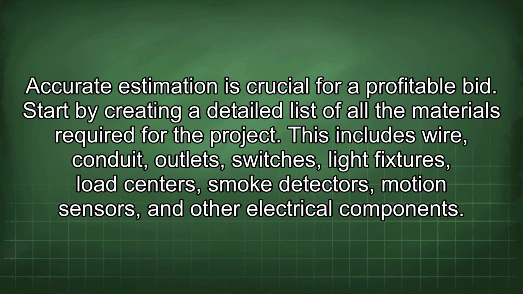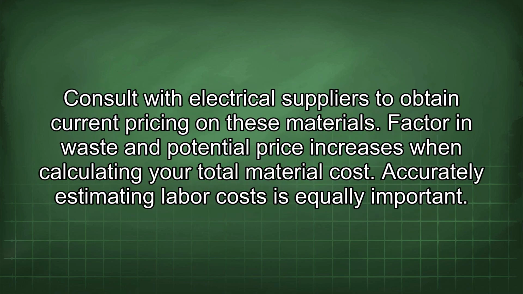Start by creating a detailed list of all the materials required for the project. This includes wire, conduit, outlets, switches, light fixtures, load centers, smoke detectors, motion sensors, and other electrical components. Consult with electrical suppliers to obtain current pricing on these materials. Factor in waste and potential price increases when calculating your total material cost.